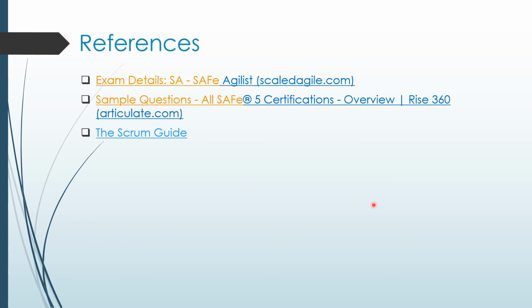Now, these are some references for any of the details. Like I said, sometimes the exam contents may also be changing. Sometimes there are revisions in the Scaled Agile Framework, right? So it's important to go through the Scaled Agile website to understand more about the SAFe Agilist exam. And also, I found this particular website, with sample questions on all SAFe 5 certifications, Rise and Articulate.